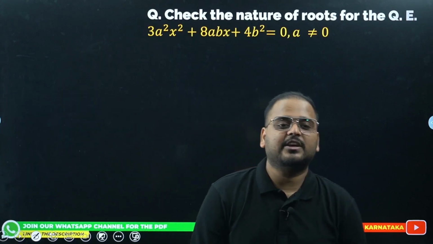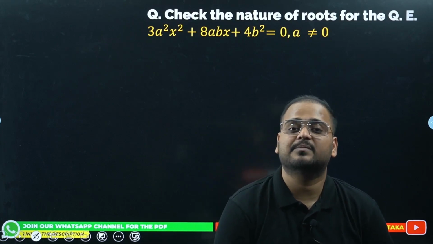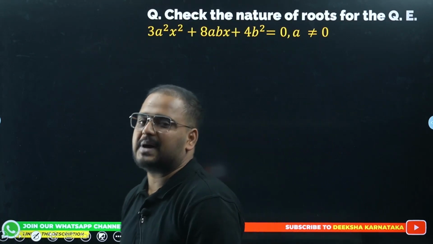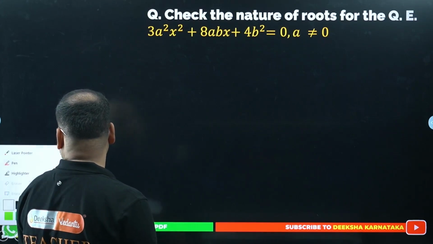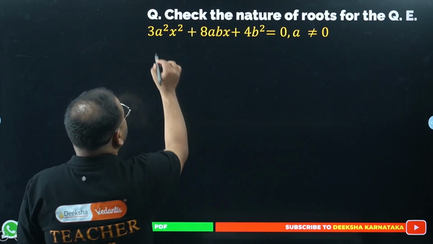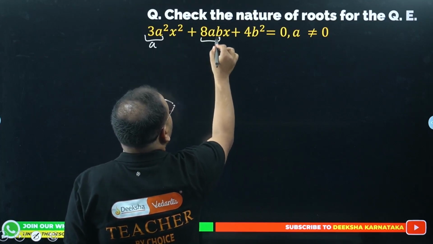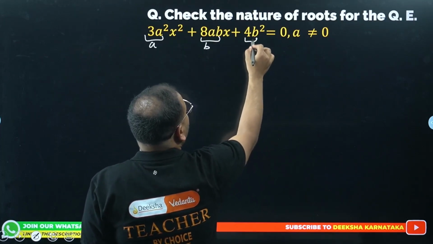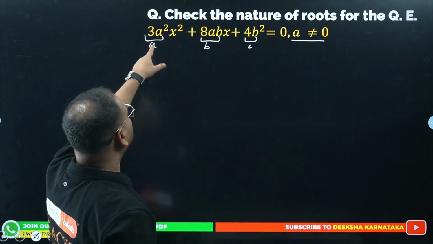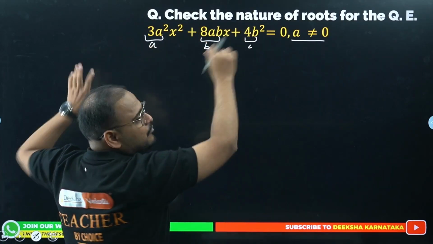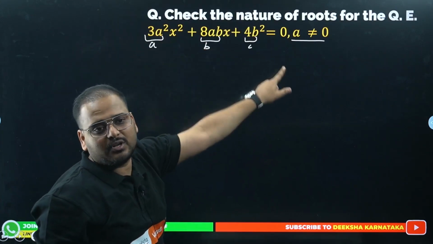Next question. Check the nature of roots. Now in this case we have variables involved. Let's see how this will pan out. I hope you can understand this whole thing is my A, this whole thing is my B and this whole thing is my C. Why is A not equal to 0? Because if you make it equal to 0, this x square will become 0, the full thing will be 0. So I cannot do that, right? For that reason A is not equal to 0.